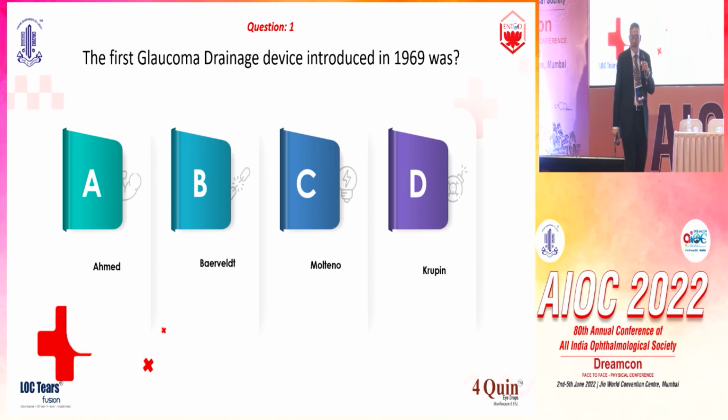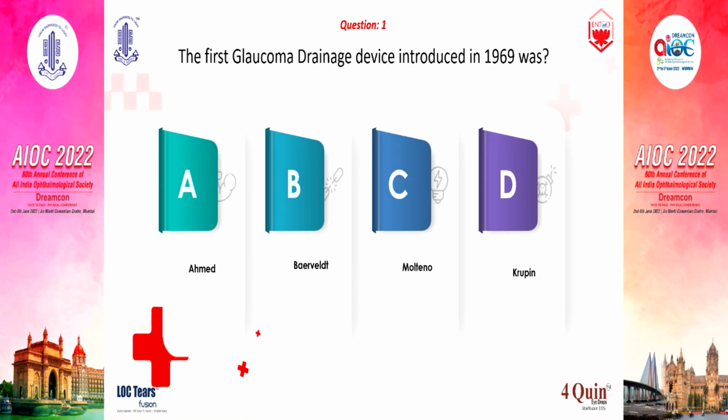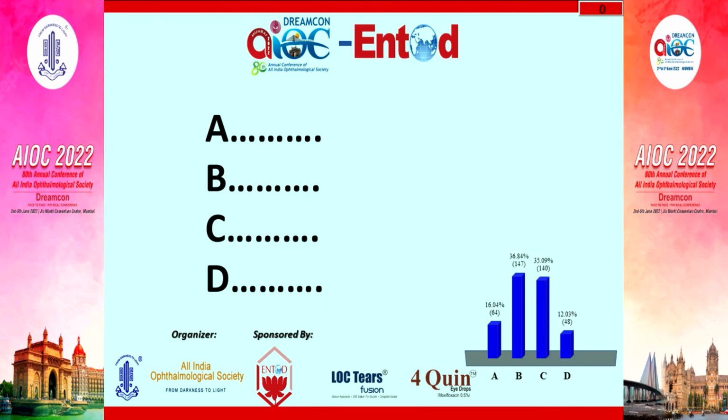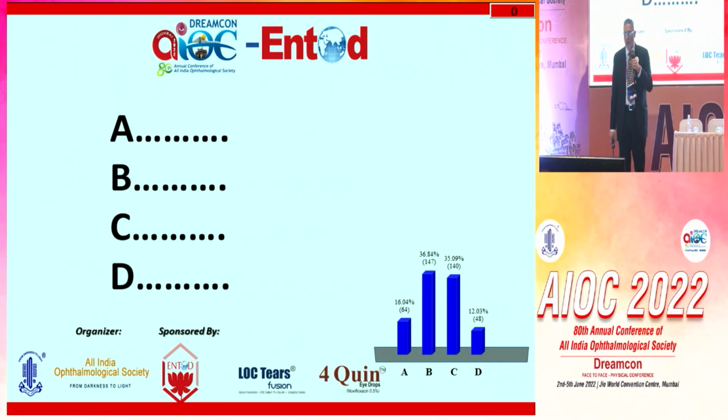So they cleverly put Ahmed with A and Baerveldt with B, and then they've just forgotten about B. And there is a tie between B and C. 36% and 35% of you thought it was either the Baerveldt valve or the other, and we'll get the correct answer.